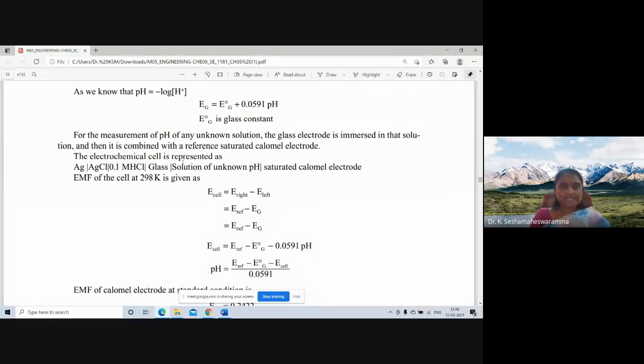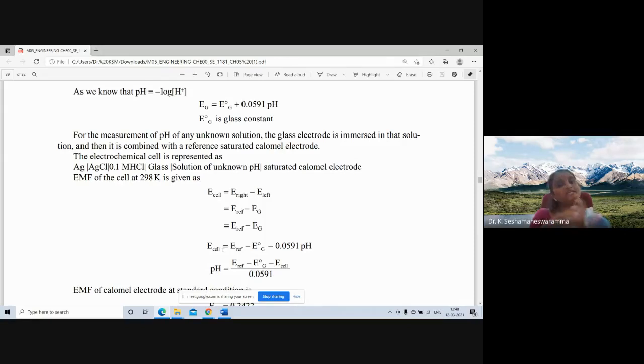This is the reference electrode. The standard calomel electrode we are taking as the reference electrode, that is, it is represented on the right hand side. And then on the left hand side we are representing the glass electrode. This is the glass electrode. Hence, E right minus E left, that is, electrode potential of reference electrode minus electrode potential of glass electrode, that is equal to E cell.